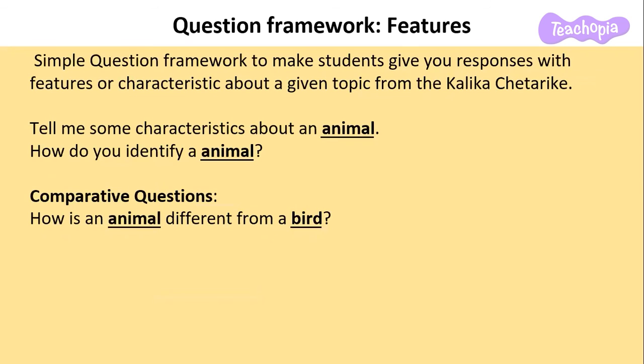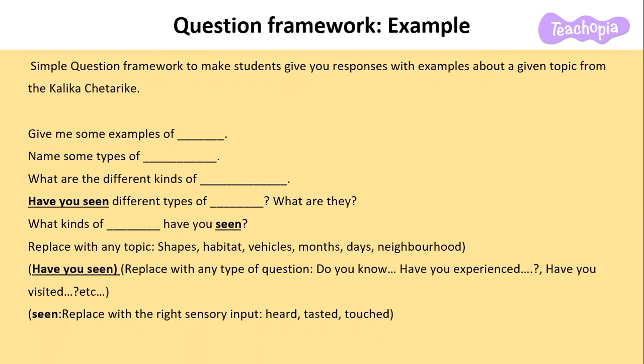Let's look at an example of this. Now, if you're asking questions about animals, you can say, tell me some characteristics about an animal. How do you identify an animal? If you're asking a comparative question, you can ask, how is an animal different from a bird? Now, here are some questions based on examples.